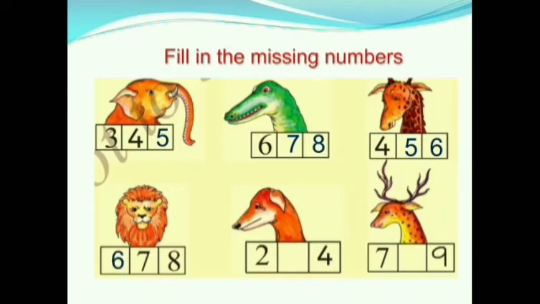Next we have a dog. The dog is holding 2 and 4. Which number comes between 2 and 4? It is 3. So we will write 3.